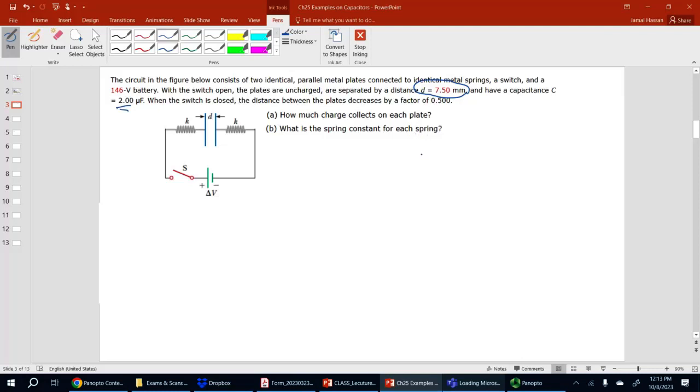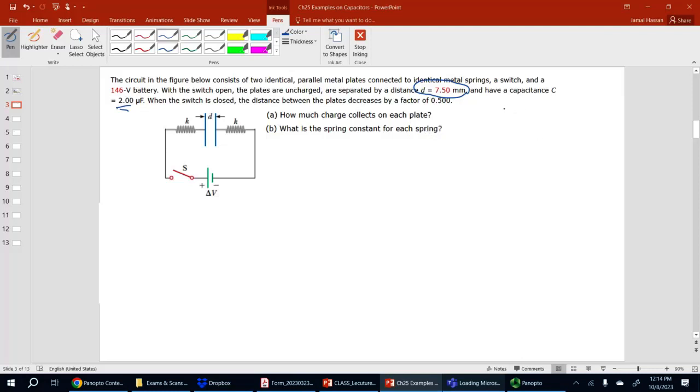When the switch is closed, the distance between the plates decreases by a factor of 0.5. By a factor of 0.5. Okay. Question part A, how much charge collects on each plate? How much charge collects on each plate? And B, what's the spring constant for each plate?